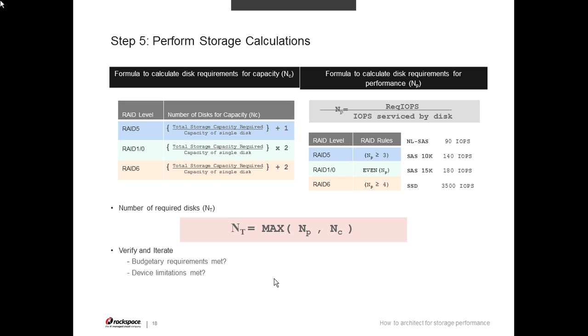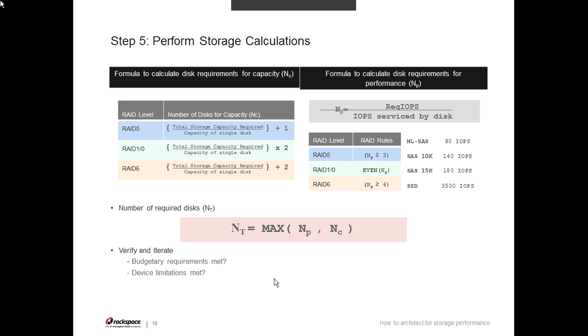Now, lastly, looking at the formula in the middle, we need to take the two calculated values, NC and NP, and determine the largest of the two. This value represents the number of disks we need in our storage system to meet the capacity and performance requirements of our application. Now, the key here is also not to stop, but instead to iterate with different RAID types and disk choices, so that you can make an informed decision over the best combination to meet your budgetary requirements and device requirements.